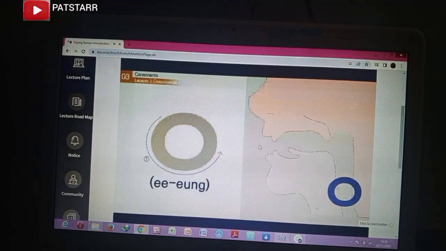The consonant iung comes from your throat. Your throat will make a shape resembling the shape iung. Listen carefully.